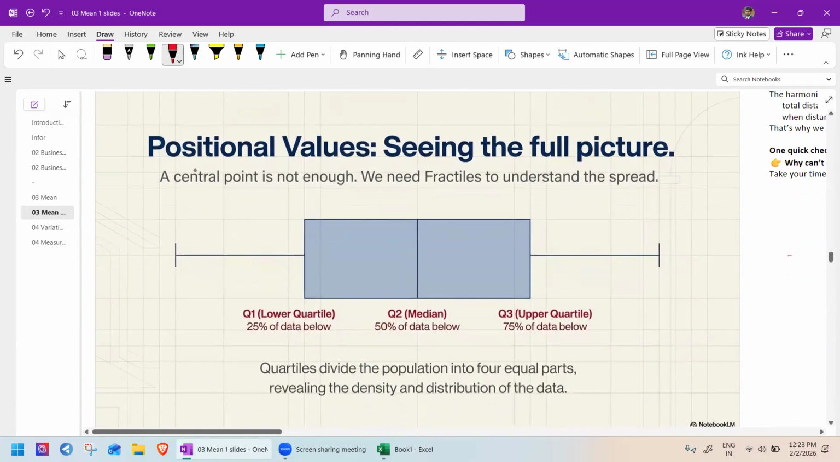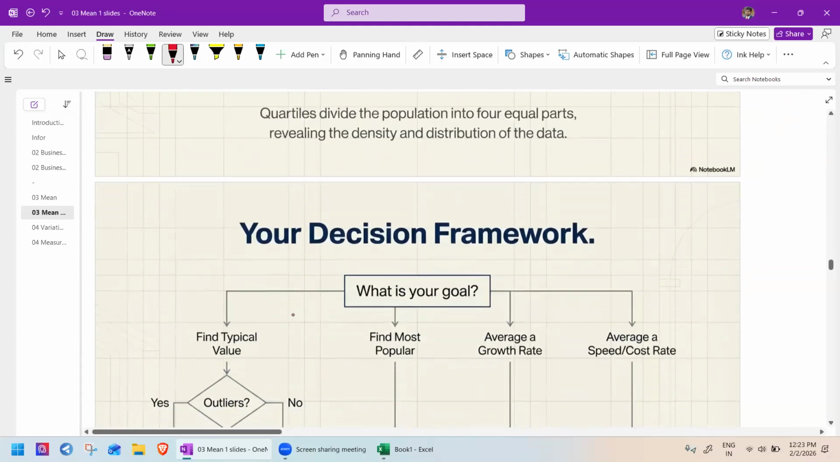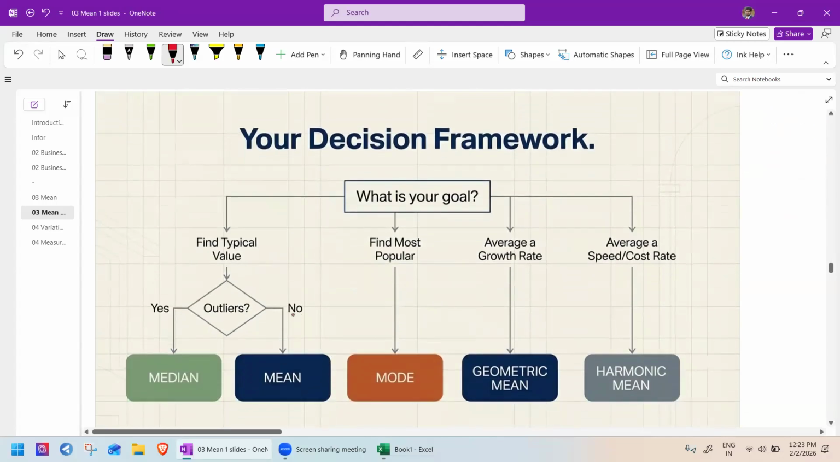Now in the next class we will discuss positional values: quartiles and percentiles. We will discuss them in the next class, and also the summary of this framework that we studied.